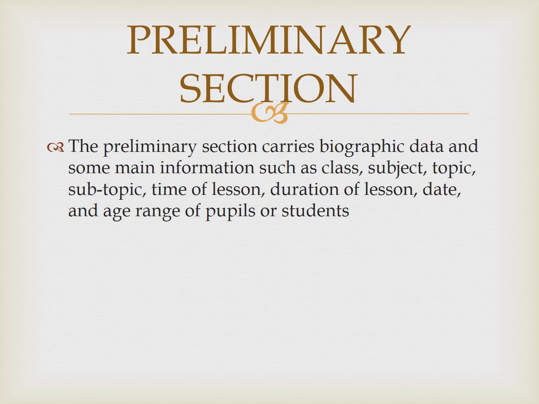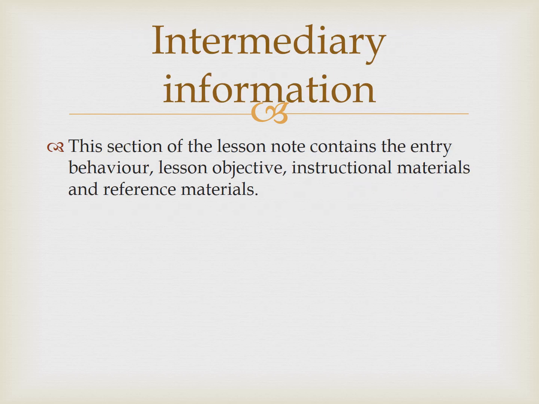Age range of students is equally important, because we need to know whether the much you are teaching is appropriate to the age of the learners or not. So the preliminary subsection of the lesson note is an important part of the lesson note. Then the intermediary information section of the lesson note contains the entry behavior, the lesson objective or objectives, instructional material or materials, and reference material or materials. This is intermediary. It is not yet the lesson itself, but information contained here is very, very crucial.